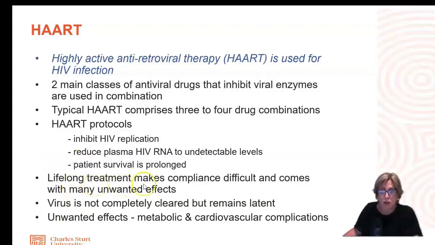Now, lifelong treatment does make compliance difficult, and it does come with many unwanted effects. So people have to take this triple combination therapy every day, with different dosage regimens. And one of the most unwanted effects is a condition called lipodystrophy, and that's due to this drug therapy. Lipodystrophy describes a redistribution of adipose tissue or fat tissue, particularly around the abdomen, and that causes metabolic and cardiovascular complications.